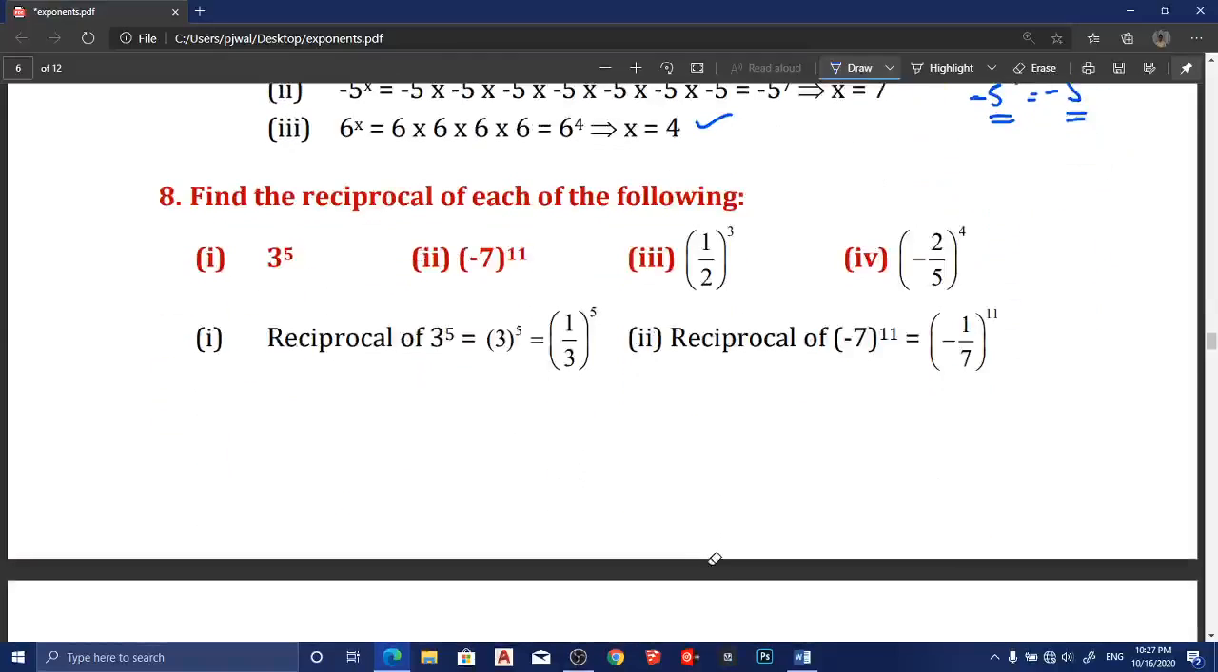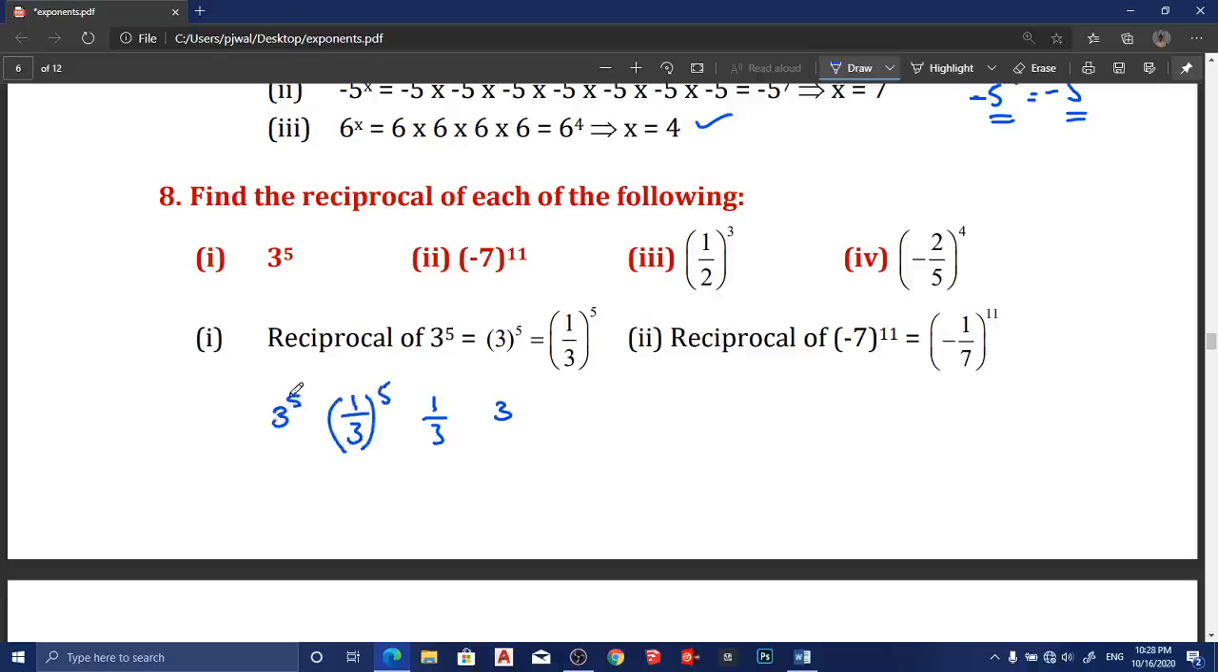Next, find the reciprocal of each of the following. You know how to write the reciprocal of a given number. Simply, you know what is the reciprocal of 3, 1 by 3, and what is the reciprocal of 1 by 3, it is 3. Just you have to take the inverse of this. Okay, the multiplicative inverse of this you have to take. If it is given just in the form of powers, you just have to write that power.